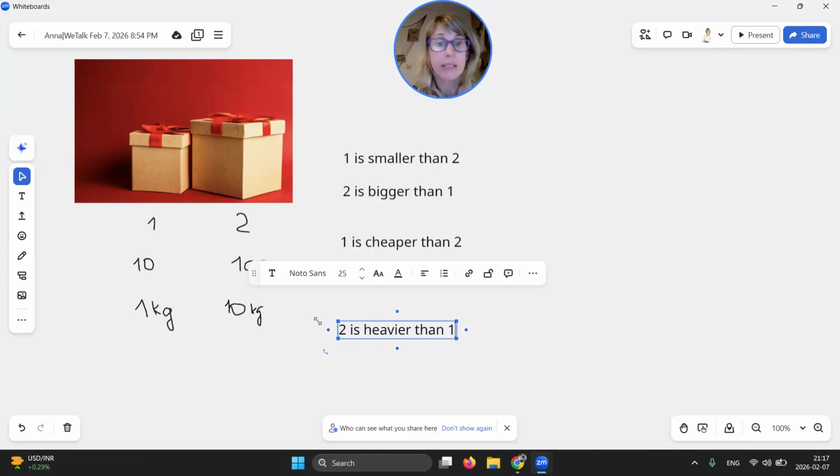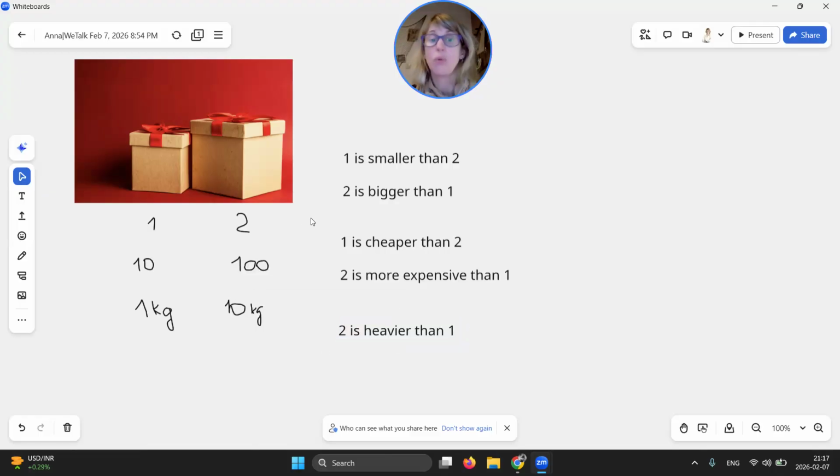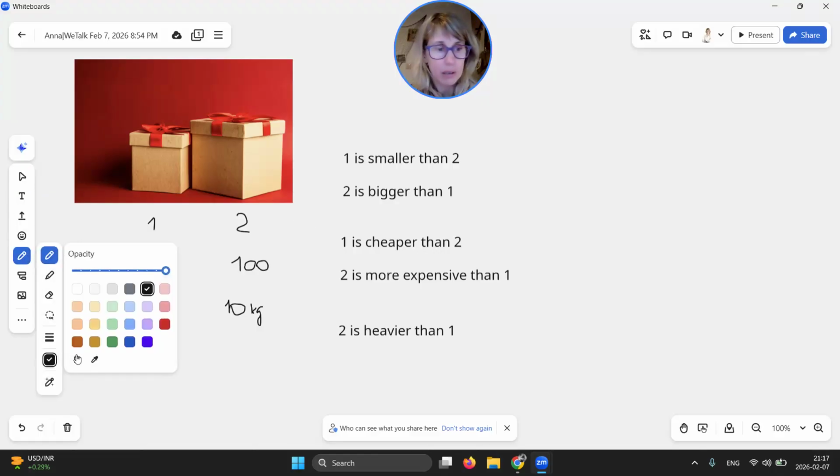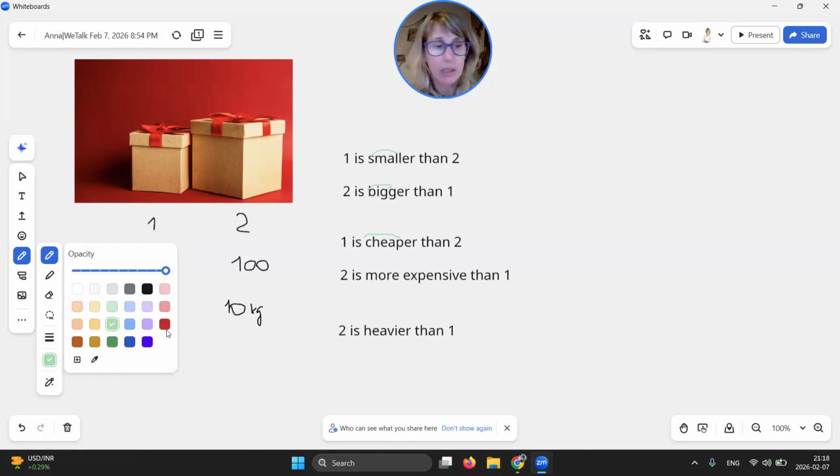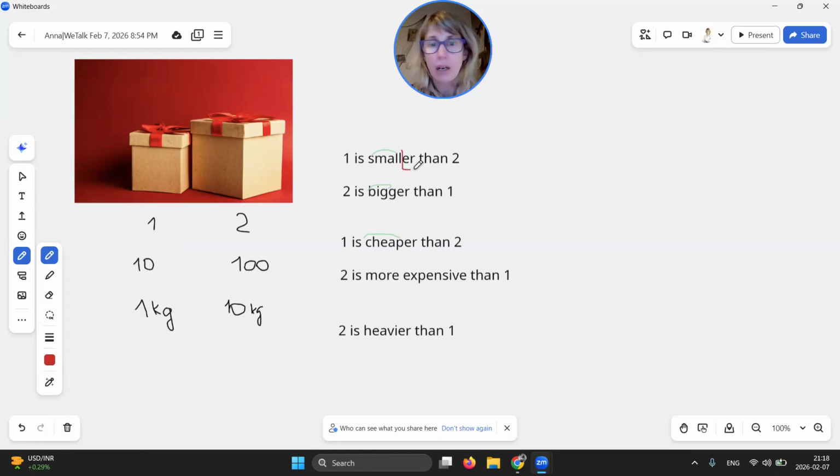Now let's look at this grammar here and understand what the rules are, how to compare things, how to make words to compare things. If you look at these examples here, you will see that to the words small and big and cheap, you just added ER, ER and ER. So you make new words by adding ER.